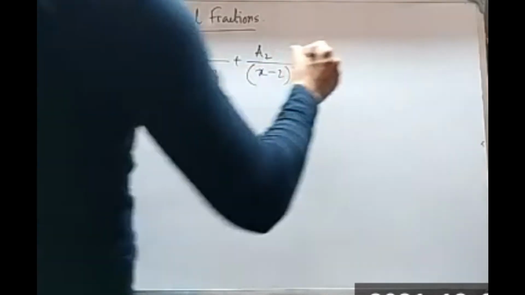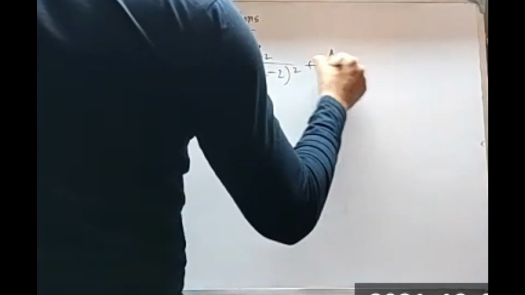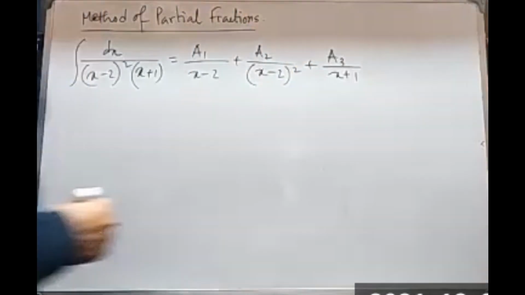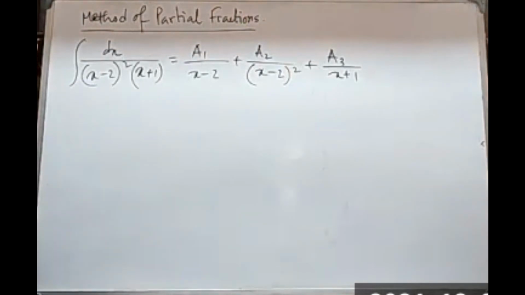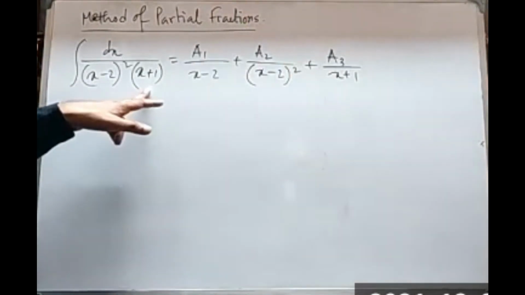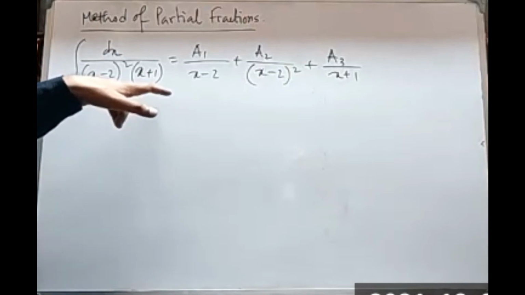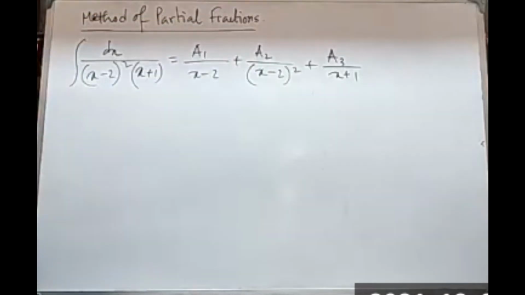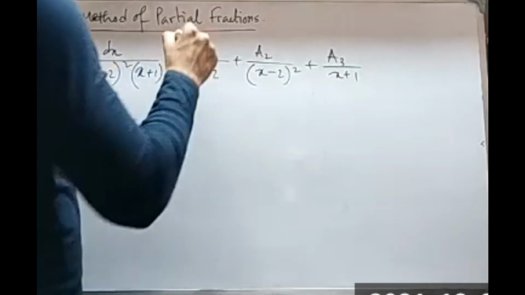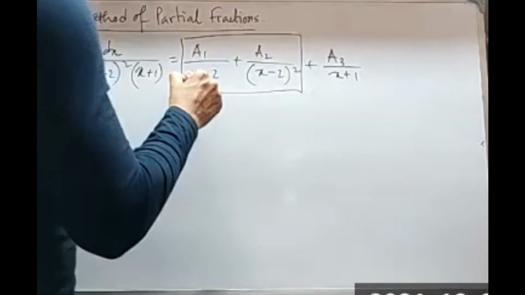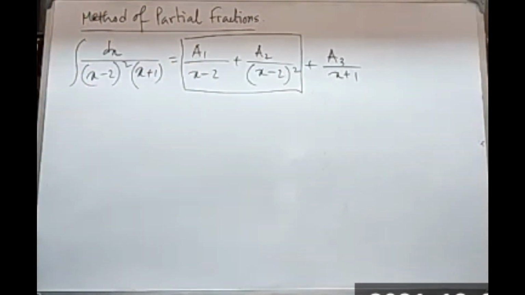And then the third term. For the distinct linear factor we have x plus 1, so a3 by x plus 1, a constant divided by x plus 1. So for every linear repeated factor, this type of terms will come.